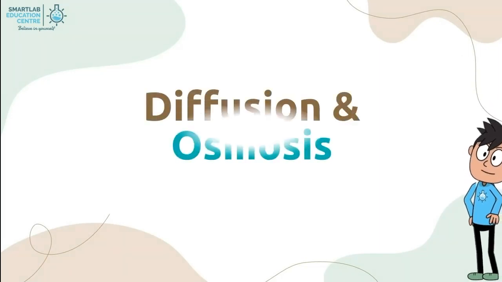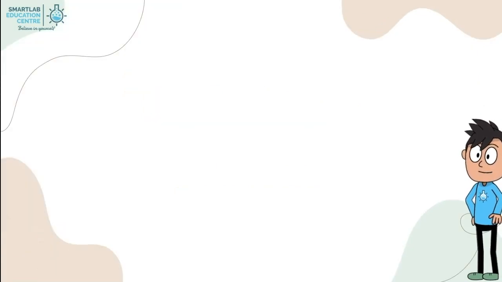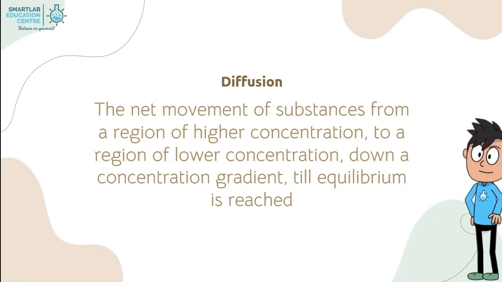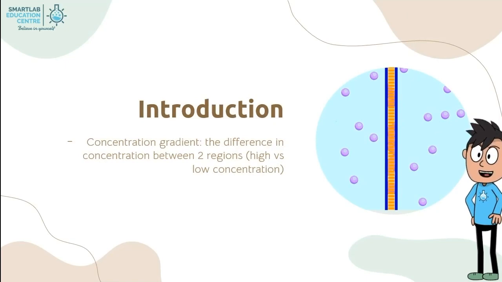Diffusion and osmosis. The movement of substances. What is diffusion? It is the net movement of substances from a region of higher concentration to a region of lower concentration, down a concentration gradient, till equilibrium is reached. Concentration gradient refers to the difference in concentration between two regions, high and low concentration.